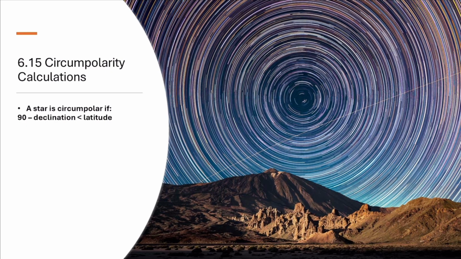So circumpolar stars, you can calculate whether a star is circumpolar with 90 minus declination is less than latitude. So if 90 minus declination is less than latitude, your star is circumpolar.